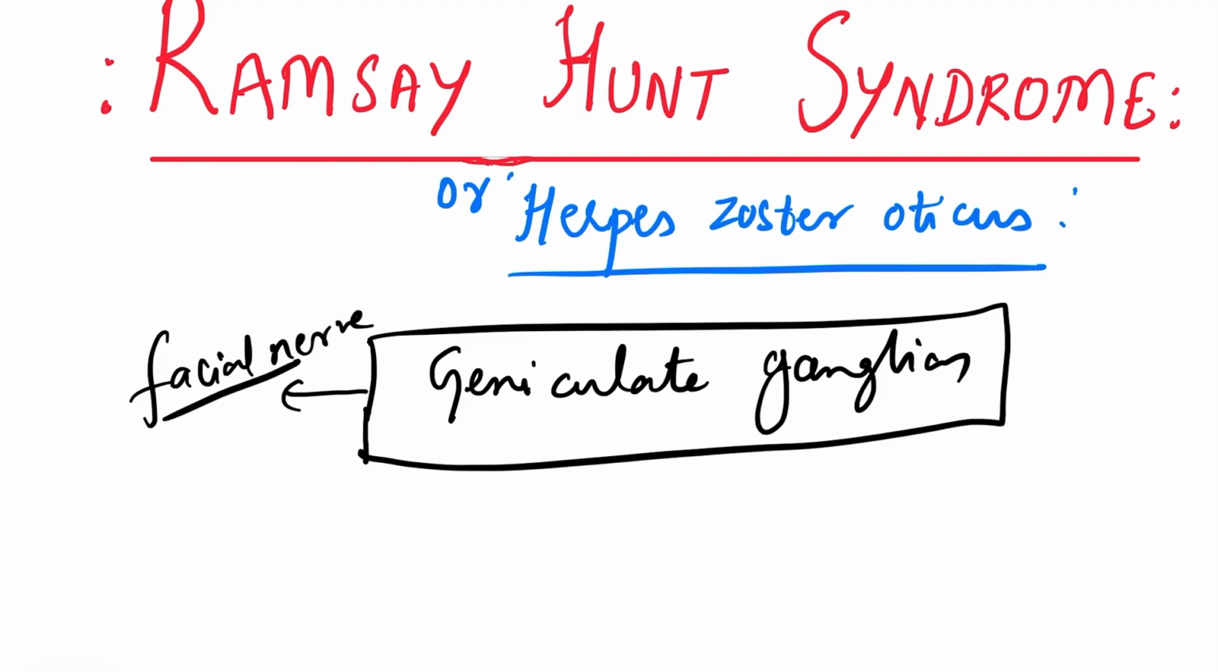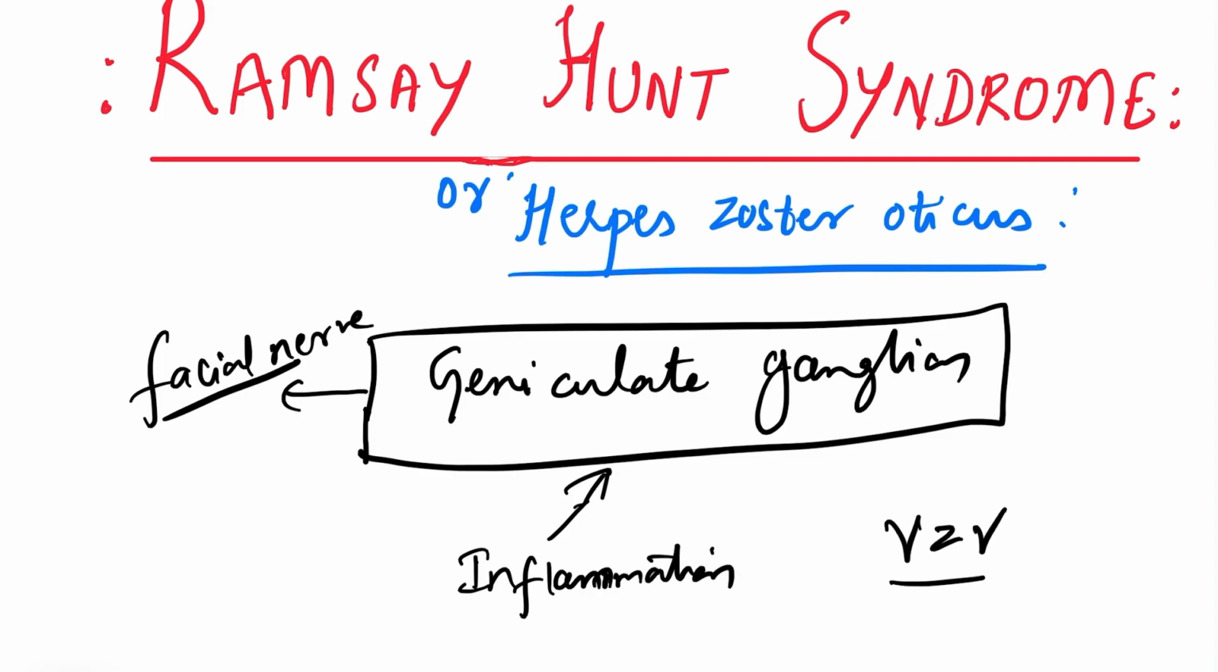Okay, so this inflammation of the geniculate ganglion is mainly caused due to varicella zoster virus. So varicella zoster virus causes the inflammation of the geniculate ganglion of the facial nerve, and that clinical condition is known as herpes zoster oticus or Ramsay-Hunt syndrome.